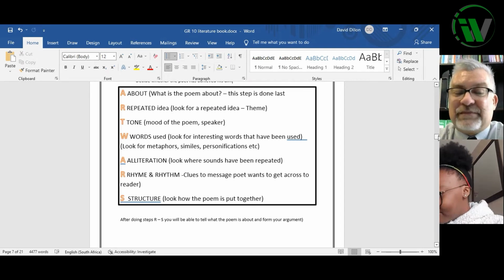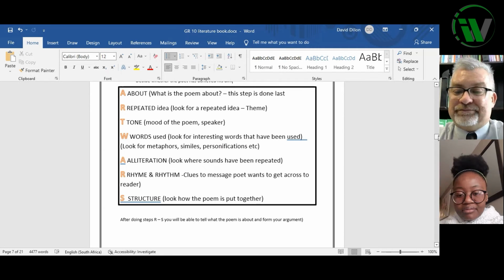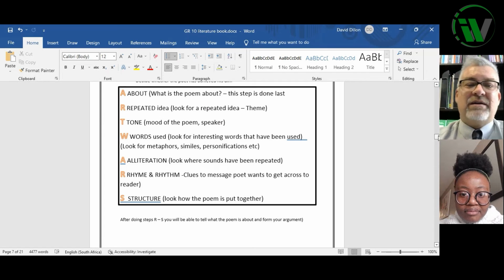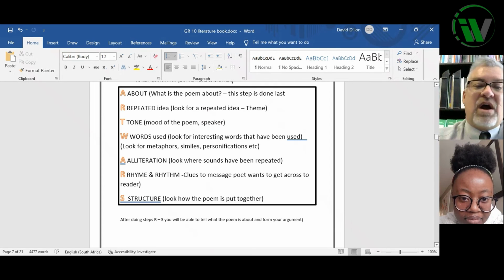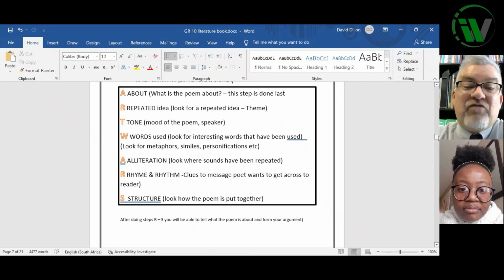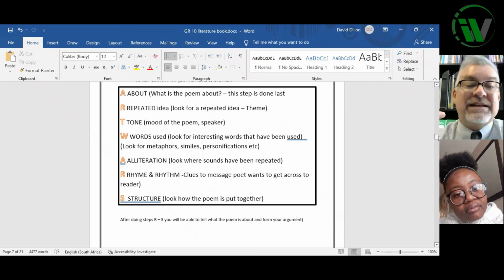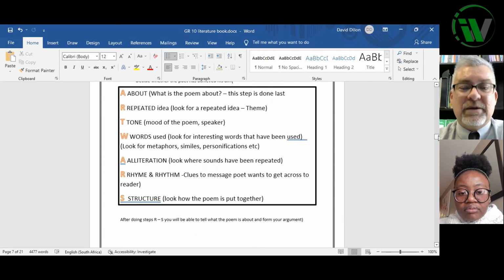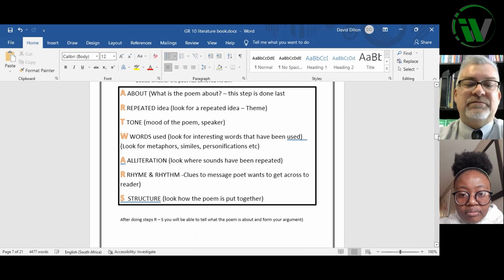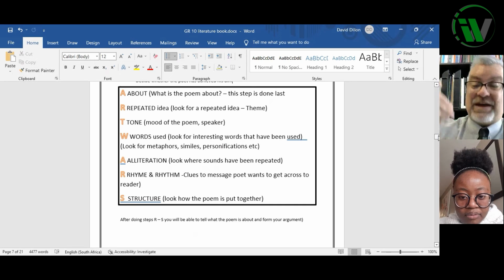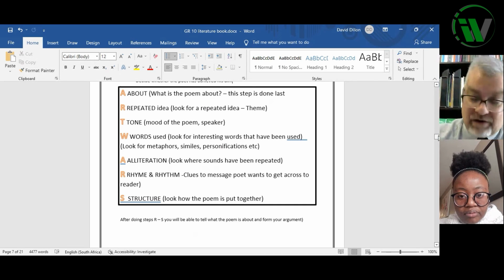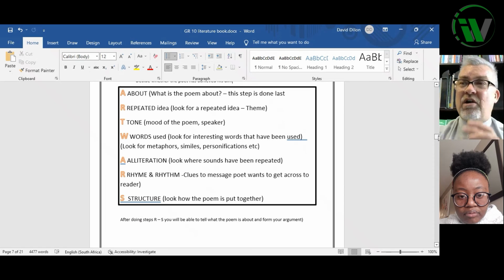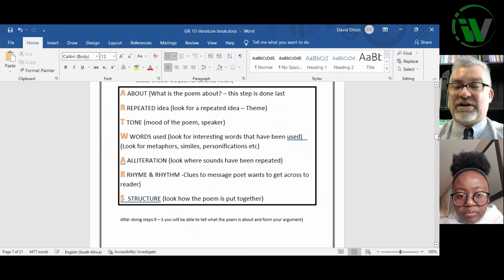here's an interesting one. Art Wars. Okay. A, what is the poem about? R, what has been repeated? Because then things are happening. T, what is the tone? What kind of thing is the poet trying to say? W, words. Look for special words. A, alliteration. Now you know that alliteration is where sounds have been repeated over and over again. R, rhyme and rhythm, and then S, structure.